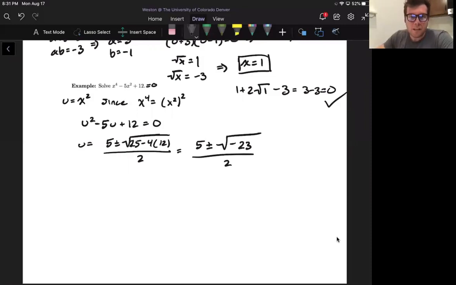So at this point, we're left with two options. I think the book thinks you guys don't know complex numbers. I'm not going to assume you know complex numbers yet. So if you've heard of complex numbers, then you know that we can make sense of the square root of negative 23. If you haven't, that's perfectly fine. And that's what we're going to say, that the square root of negative 23 doesn't make any sense. Therefore, there's no real solutions.